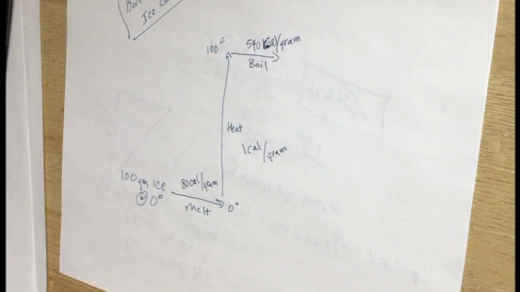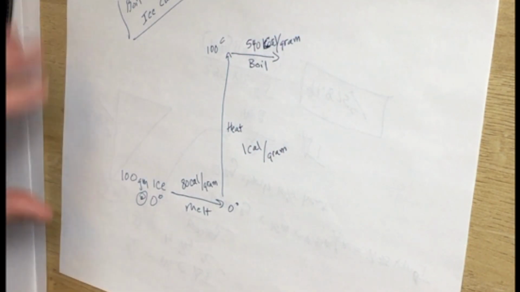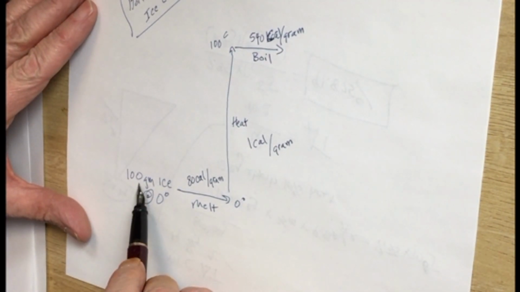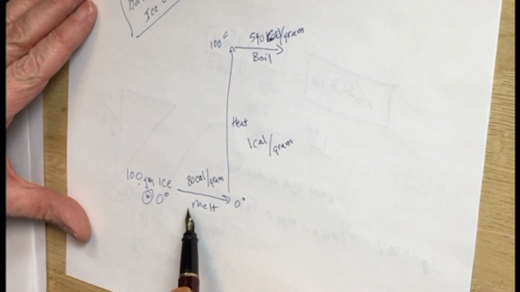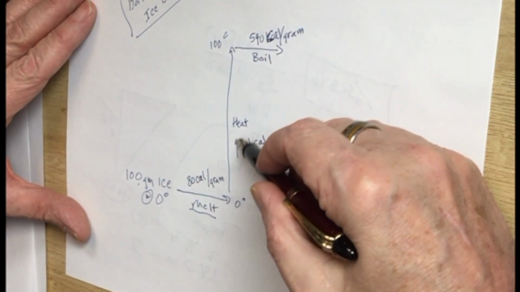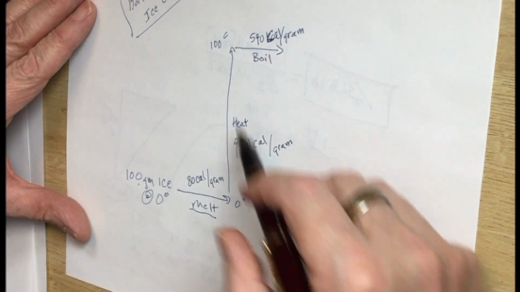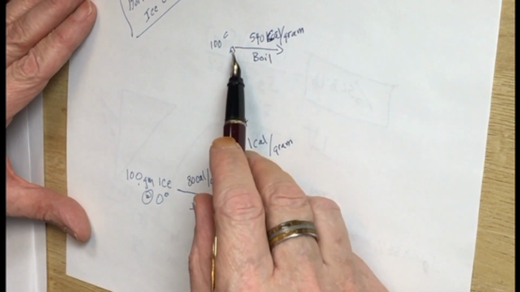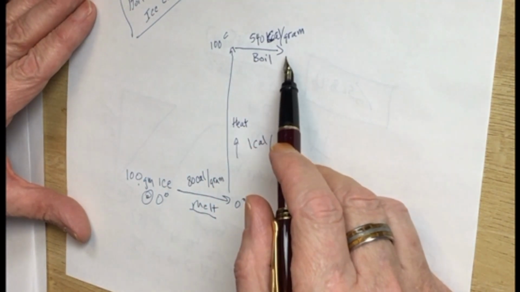So every good math problem starts with a diagram, and so let's draw a diagram here. So we've got 100 grams of ice. We're going to have to apply some heat to melt that ice. We're then going to have to heat the water up, and then once it gets to 100, we have to boil that water off to steam.